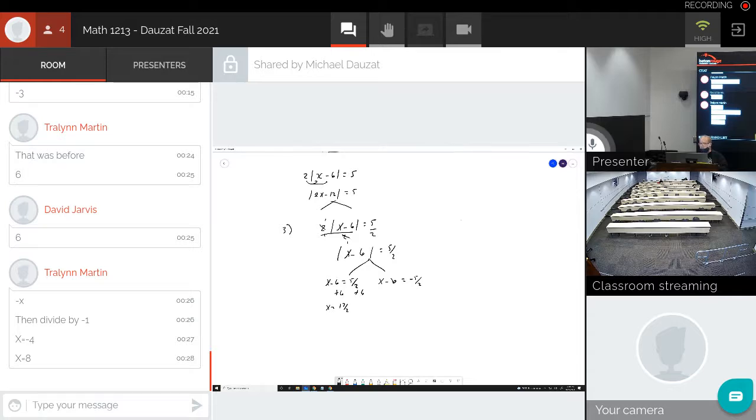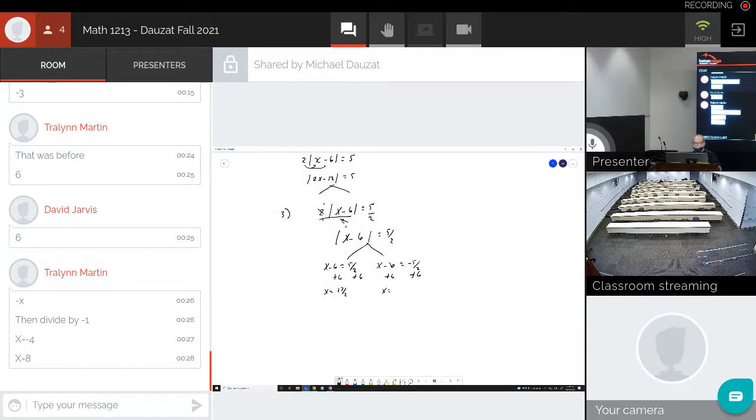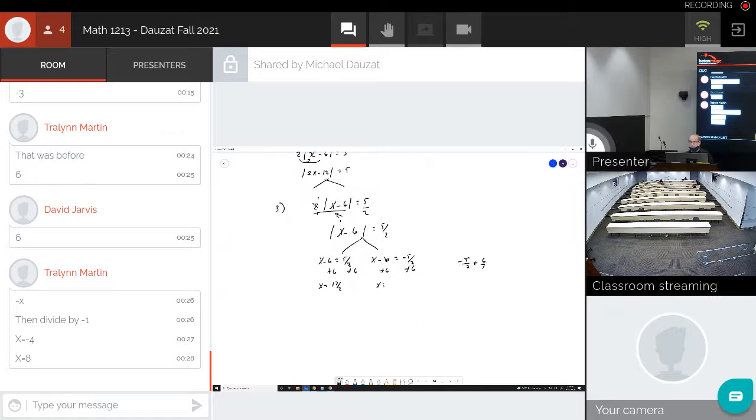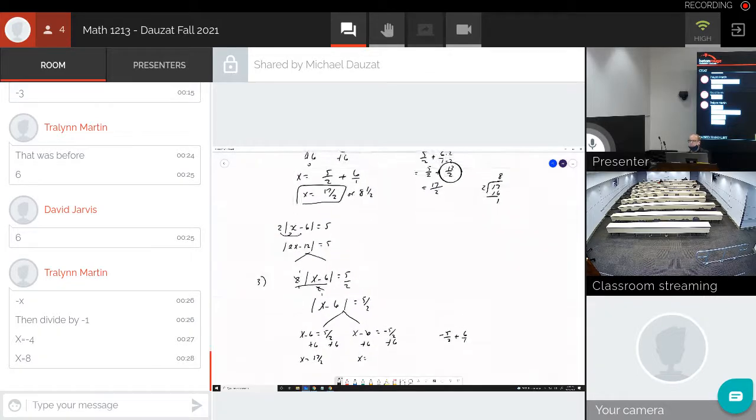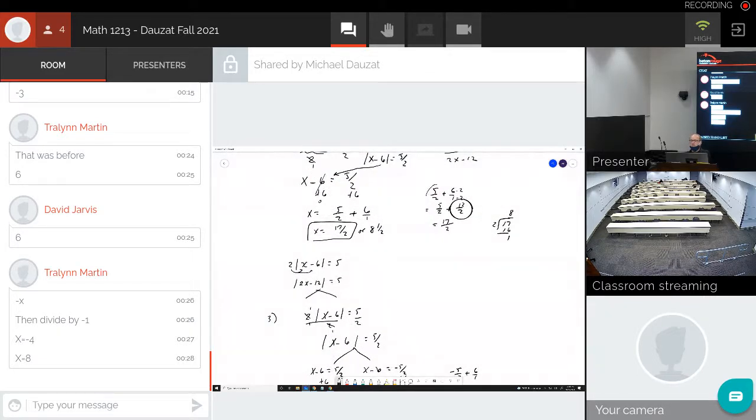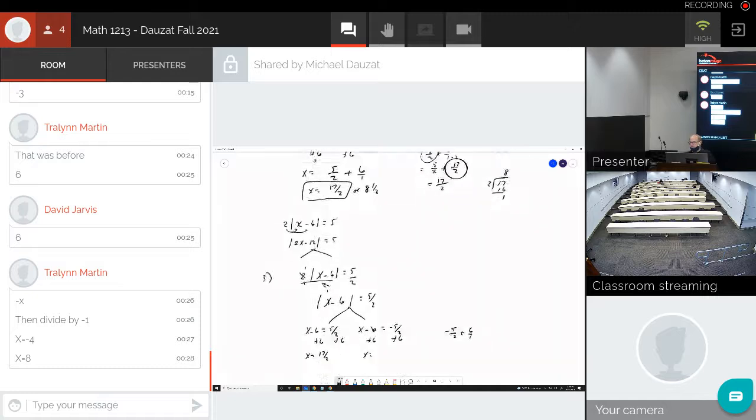All right, let's do this one. Add 6 to both sides. So I have x equal. All right, now look, negative 5 halves plus 6 over 1. See, this is negative 5 halves. Over here, it was what? Positive 5 halves. So this is negative.